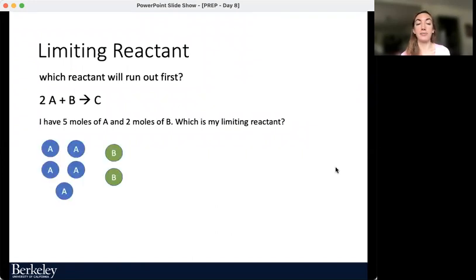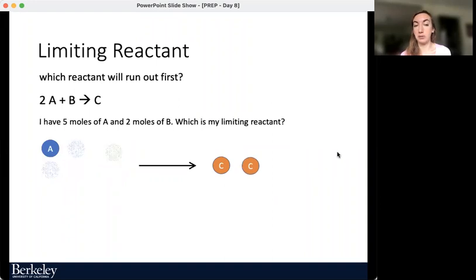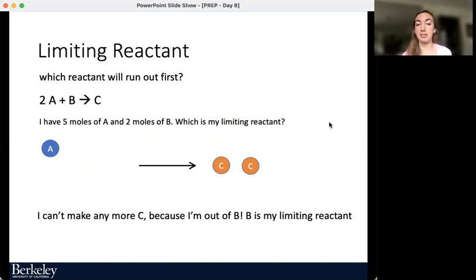So let's just draw it out. I have 5 moles of A. So I have 5 units of A molecules, and I have 2 moles of B. In order to make 1 mole of C, I'm going to use up 2 moles of A and 1 mole of B. To make another mole of C, I'm going to use up 2 moles of A and 1 mole of B. Now I'm totally out of B. So even though I have A left over, I cannot make any more C because I've used up all of my B. So B is my limiting reactant.